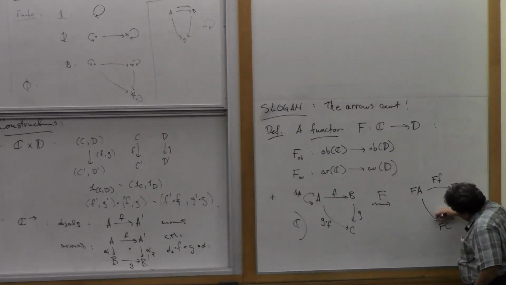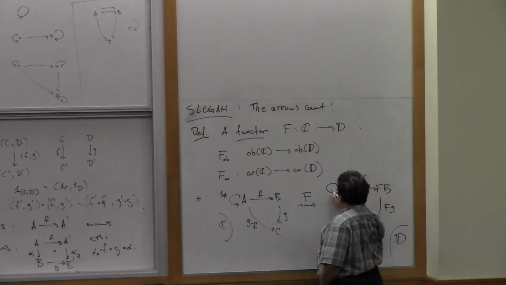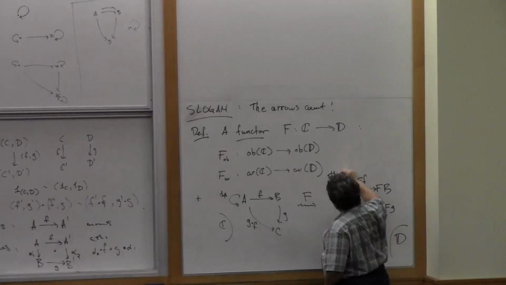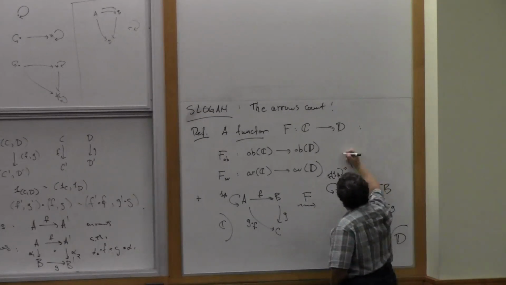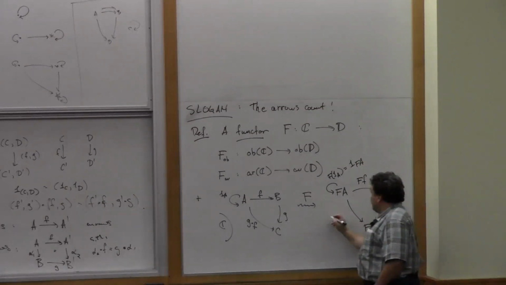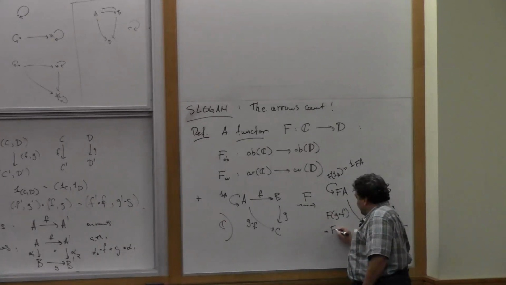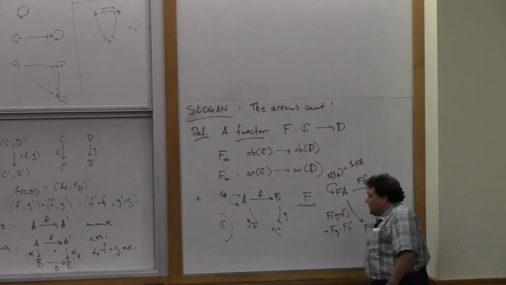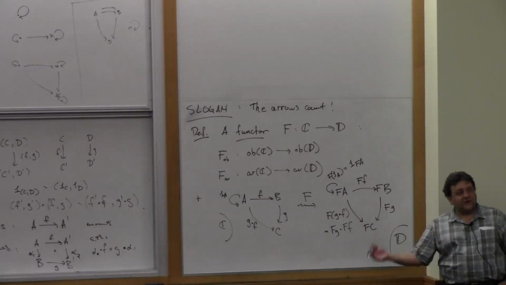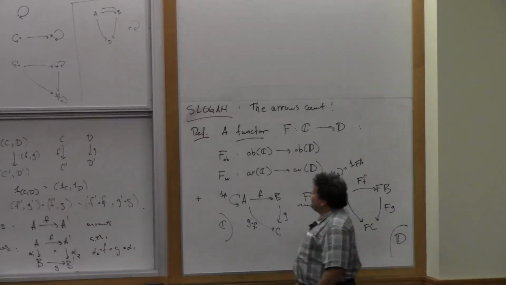And then the further condition is, as you might guess, it preserves identity maps. So F applied to 1 of A is required to be equal to 1 of F of A. And finally, it preserves composition. So F of G after F is required to be equal to F of G after F of F. So it just preserves all the data in the definition of a category. That's what a functor is. It preserves the objects, the arrows, the domains, the codomains, the composition, and the identity maps. Okay, so that's the basic notion of a functor.